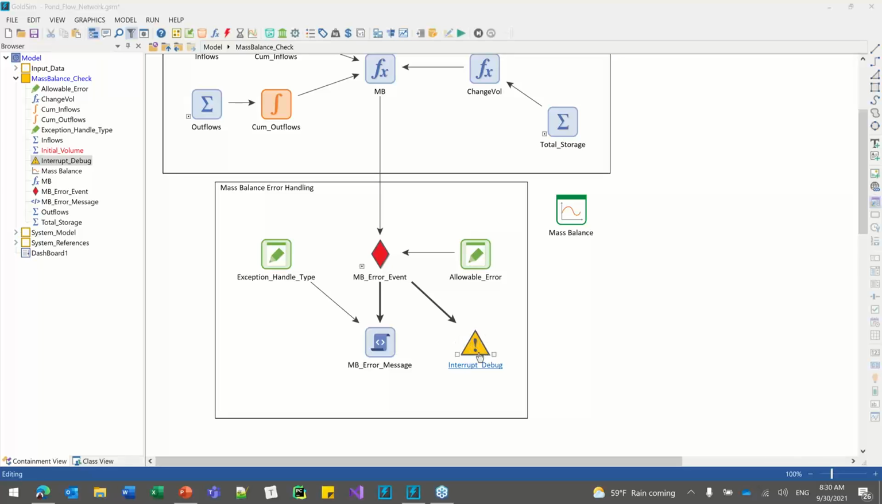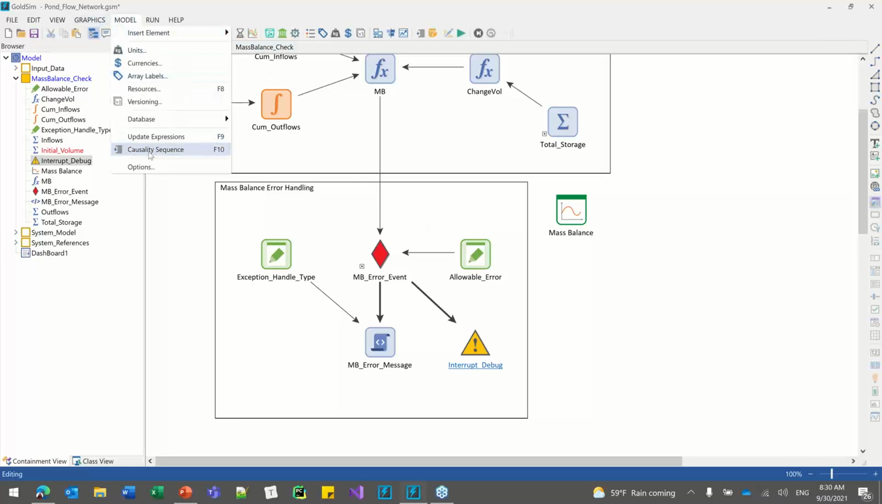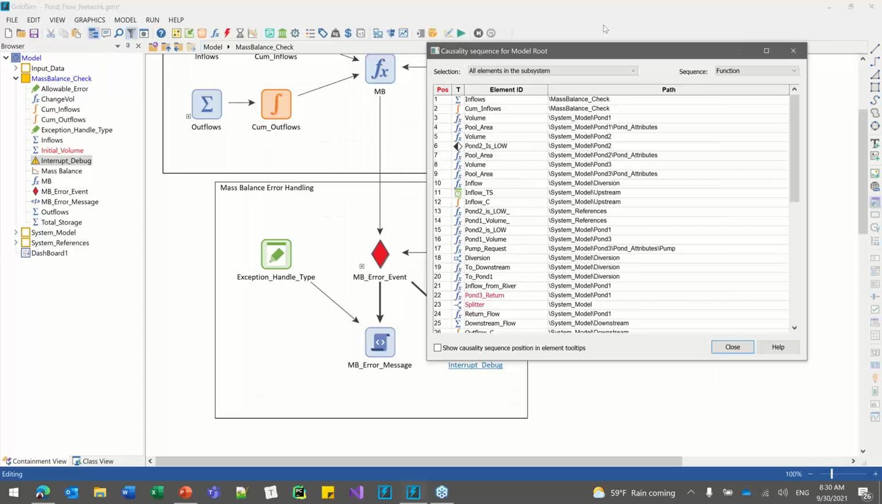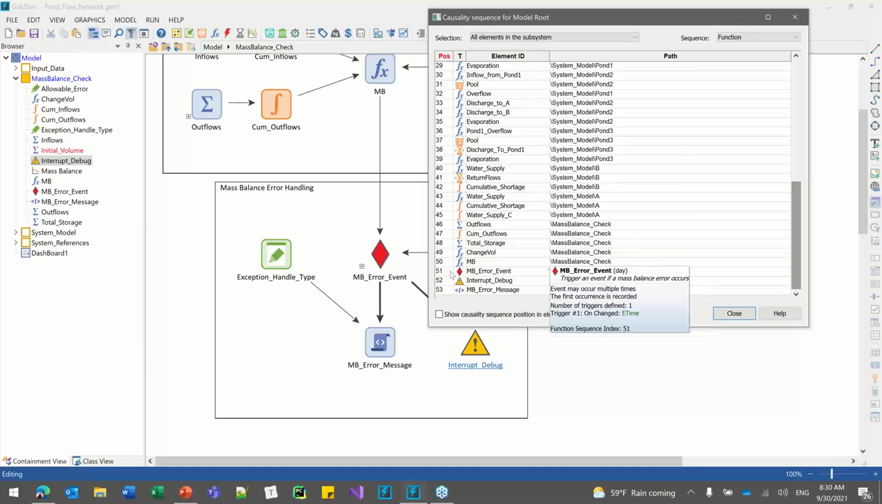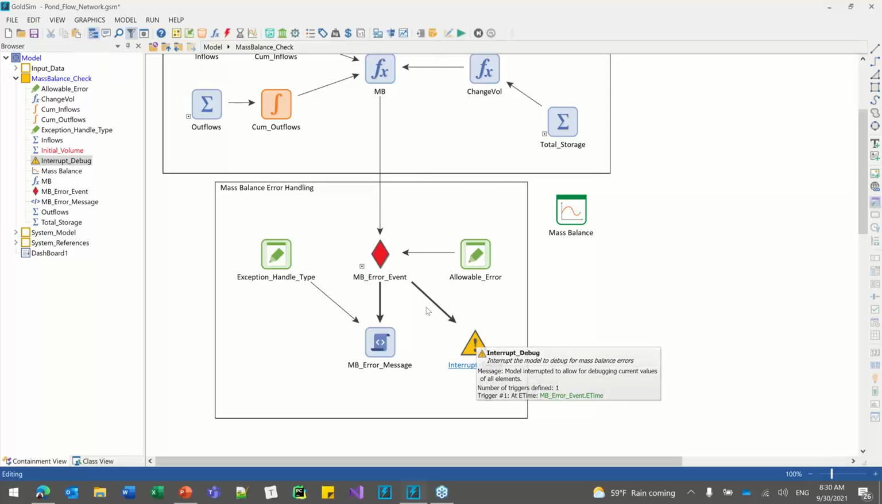So a good way to force this element to go to the end is, first thing, just open up your causality sequence. So model causality sequence, and then just go down the list and see what's at the end. And then just say, well, I want to make sure that it goes after, at least after this element, whatever that element is. It turns out this is already at the end, but there's a good chance it won't be in your case, right?